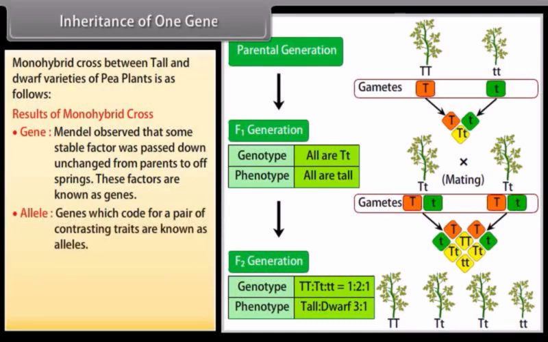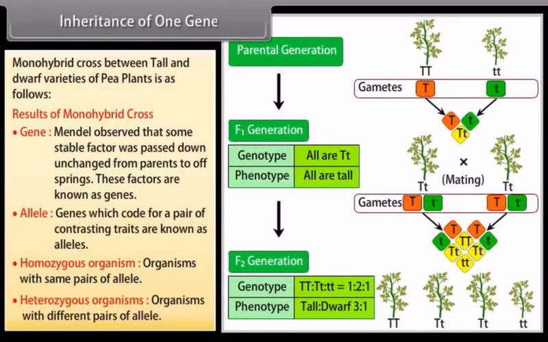Allele. Genes which code for a pair of contrasting traits are known as alleles. Homozygous organism. Organisms with same pairs of allele. Heterozygous organisms. Organisms with different pairs of allele.